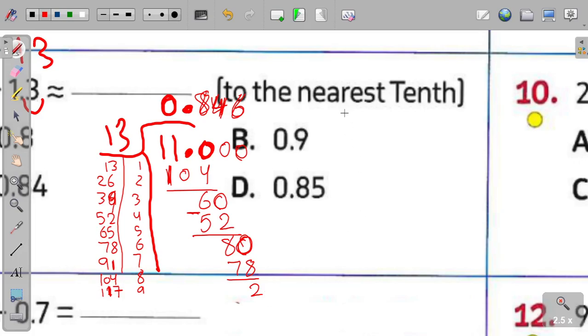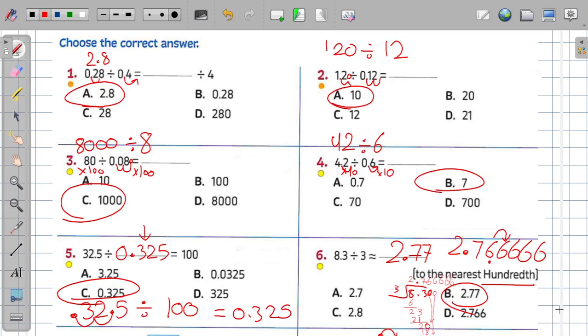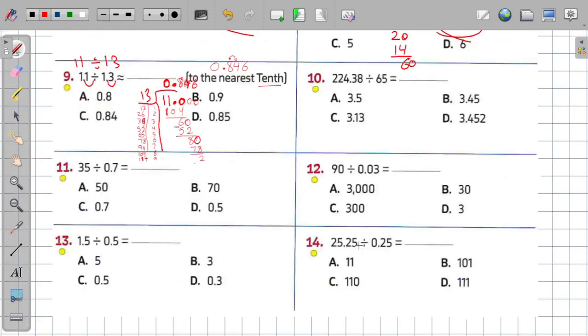But I wanted to round the result to the nearest tenth. So I have 0.846. Okay, so I have 8 in the tenths place, and the next digit is 4. So 4 is a weak digit, so we cannot add 1 to 8. So our rounding will be 0.8, and this is our answer.